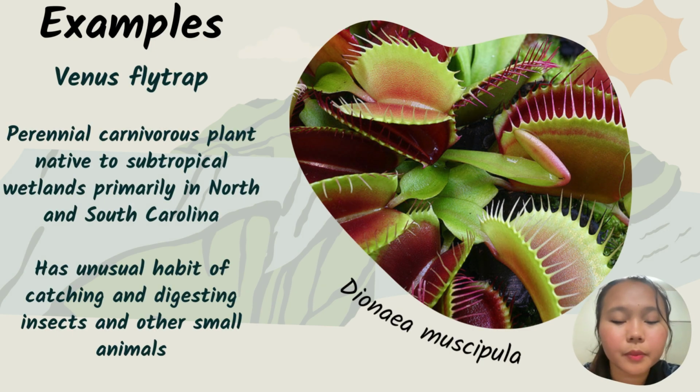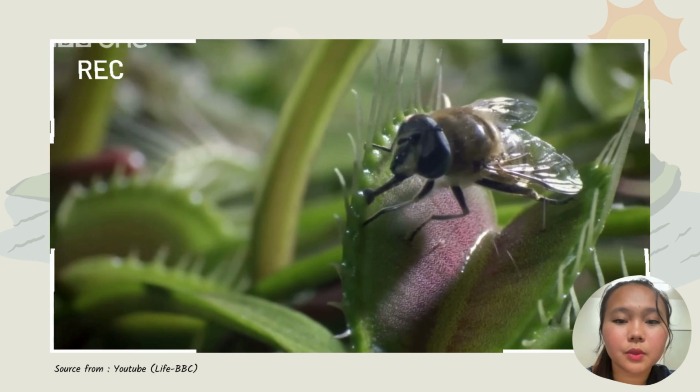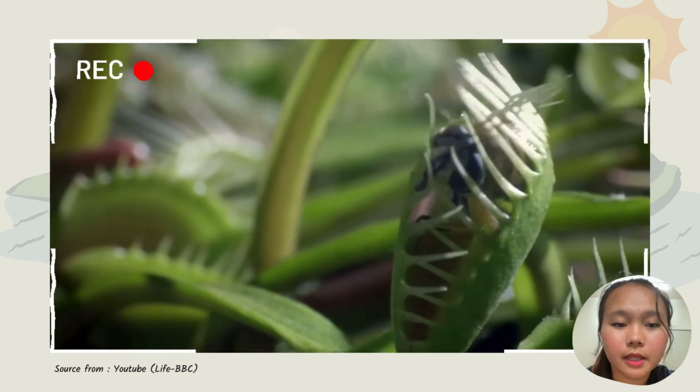Okay, an example of predation is Dionaea muscipula, known as the Venus flytrap. The Venus flytrap is a perennial carnivorous plant native to subtropical wetlands, primarily in North and South Carolina. It also has an unusual habit of catching and digesting insects and other small animals. So in the video, we will see how it traps the insects.